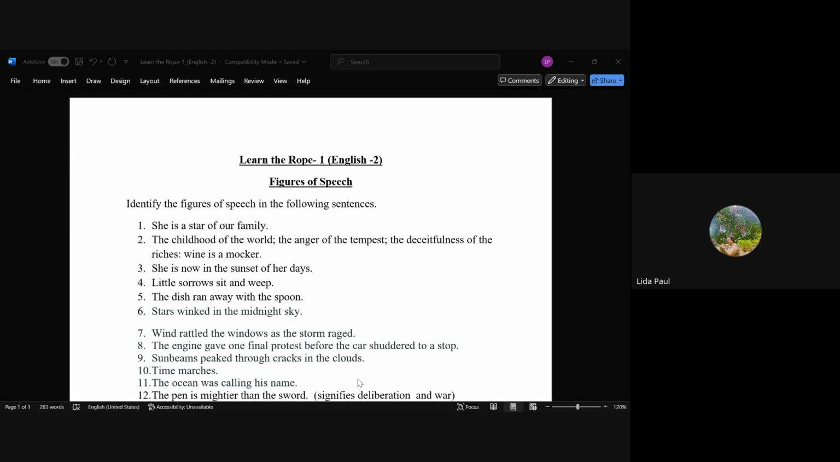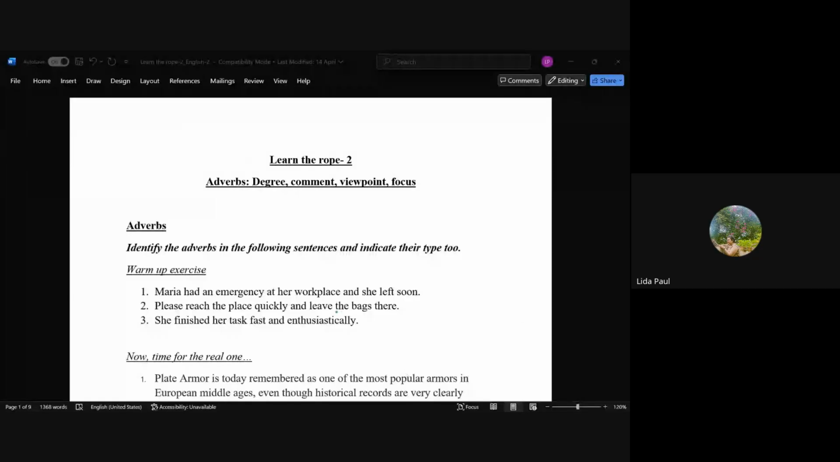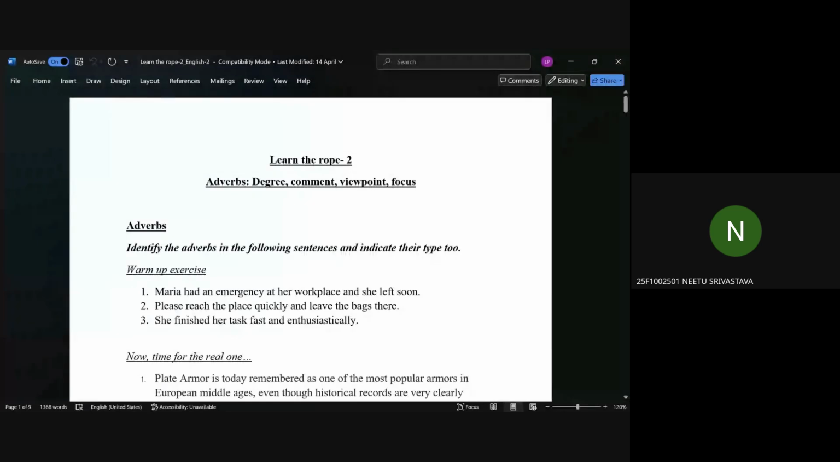I'll stop sharing this particular file and I'm going to share the worksheet for adverbs now, right? So just give me a moment so I can share the screen with you. Okay, is the screen visible to you? Yes, ma'am. Okay.